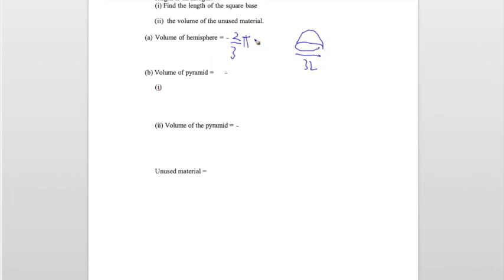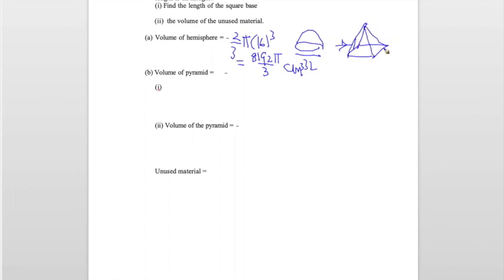And the radius is 16. Okay, this works out to be 8192 pi over 3 cm cubed. Alright, then the volume of the pyramid. Now this is made into a pyramid, right? And it's a square pyramid.